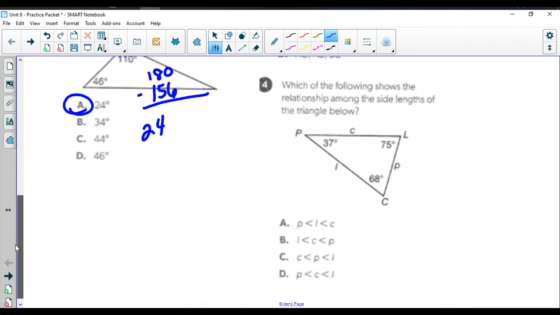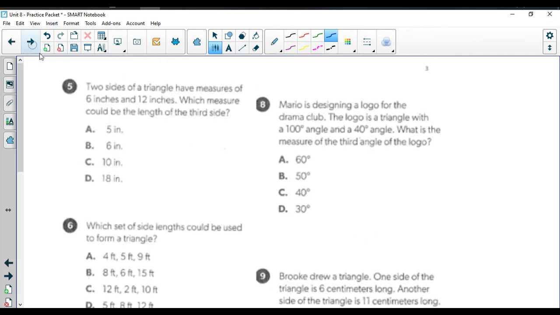In question number 4, which of the following shows the relationship among the side lengths of the triangle below? So it looks like we're going from least to greatest because it says this is less than this one. So we're going to take a look. The least side is going to be across from the smallest angle, and that's going to be P. So right off the bat, I can cross off B and C. Looking at my two angles, the next smallest is going to be the 68, so that's going to be C. And that tells me then I'm at letter D.